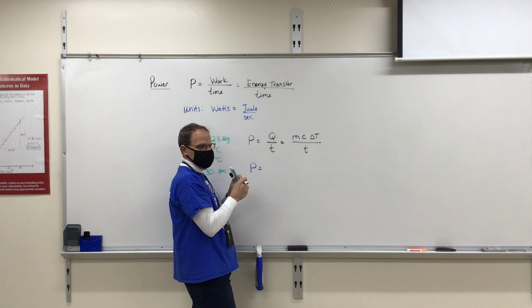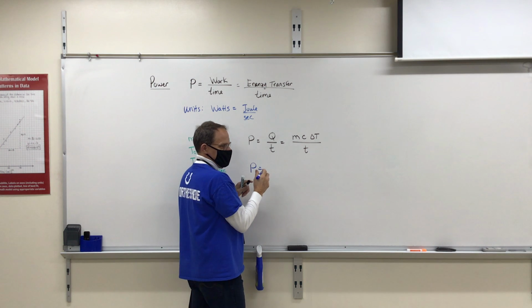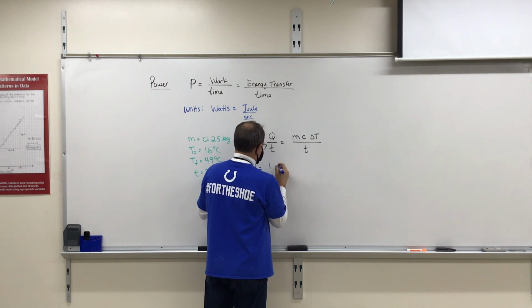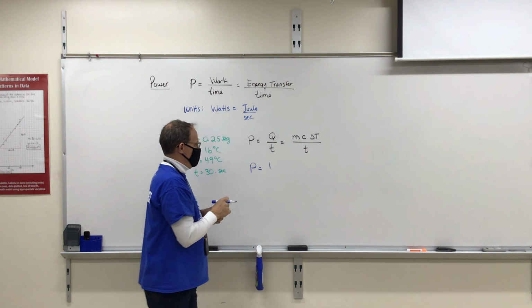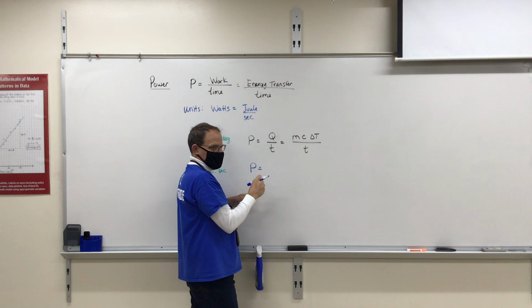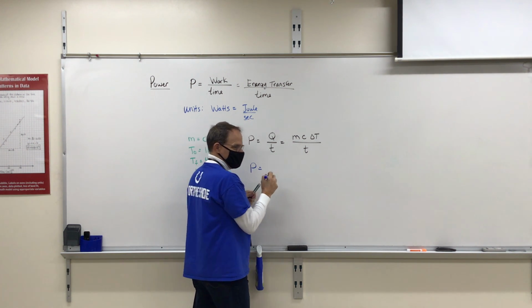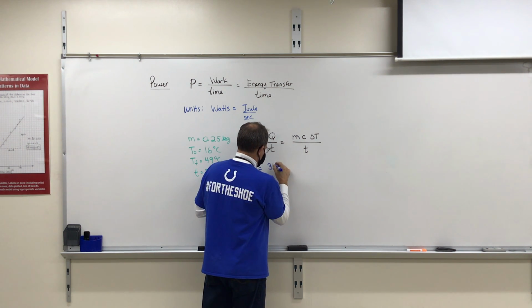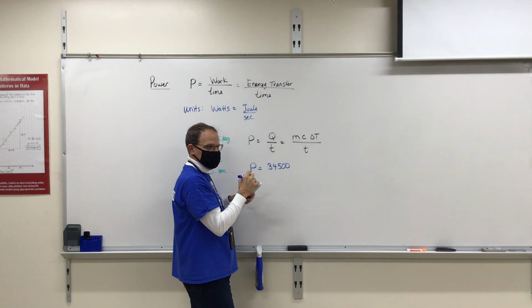Anybody get it there? Garrett, what'd you get? 1,151. It has to be bigger than that. Maggie, what'd you get? 34,500. Is that a good ballpark? Yeah. You see the mistake there, Garrett?